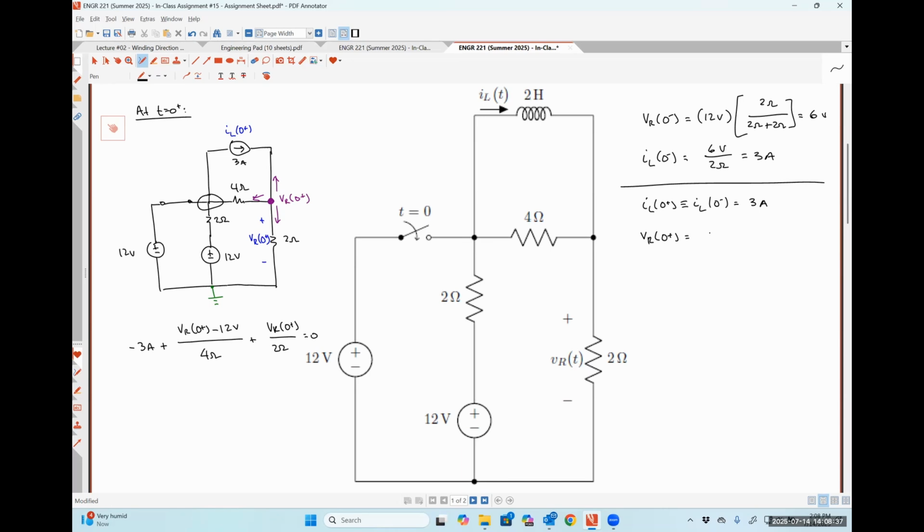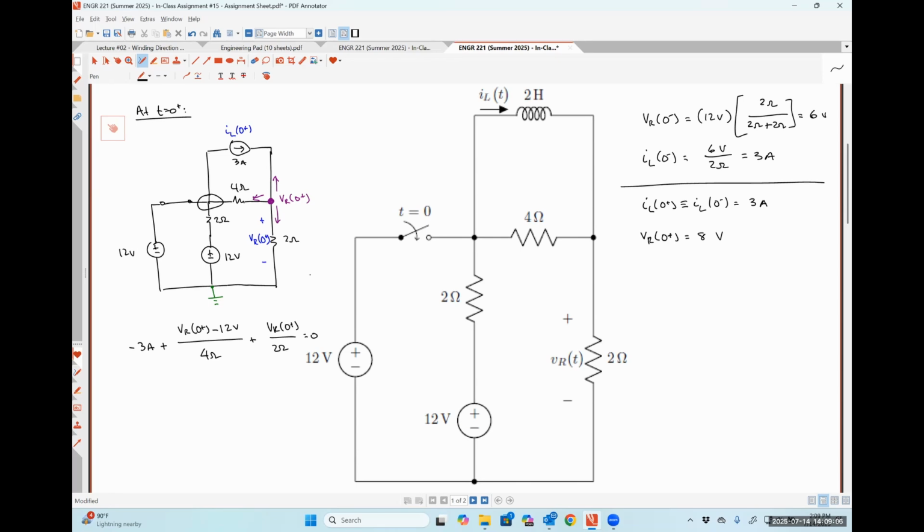Still thinking. So I got the result of 8 volts. Just going to double check that equation real quick. So negative 3 amps makes sense. That's the current flowing up. The current flowing to the left through the 4 ohm resistor is VR minus 12 over 4. Current flowing down is just VR over 2.